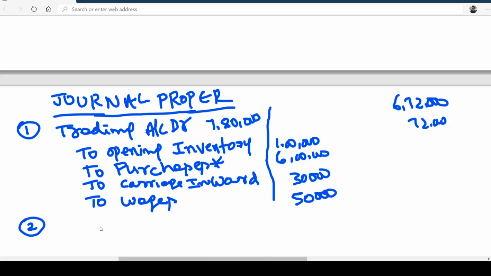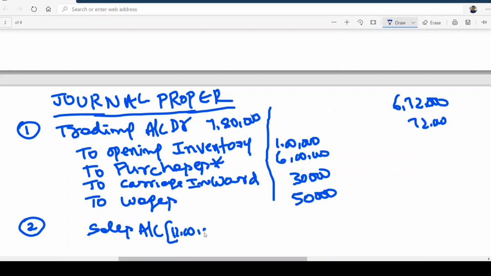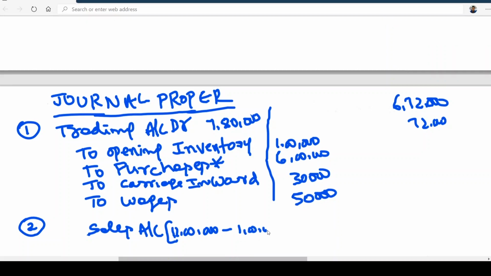Then we have sales, closing stock and sales returns. So what is the next entry you write? Sales account debit. How are you getting sales here? Sales given 11 lakhs minus sales returns. You can see sales returns is coming to 1 lakh. Return inwards is sales returns. Inward means the sold item coming back. So sales will be 10 lakhs.